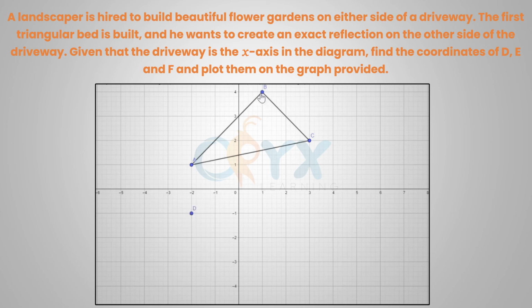Point B is up here at (1, 4). Keeping the x value the same and negating the y value gives us (1, -4). And point C is at (3, 2). Negating the y value, it would become (3, -2). Let's connect our vertices with our line segments, finishing off the triangle. So from D to E, E to F, and from F back to D. So we can see that there's two triangular gardens, one on each side of the driveway, reflections of each other.